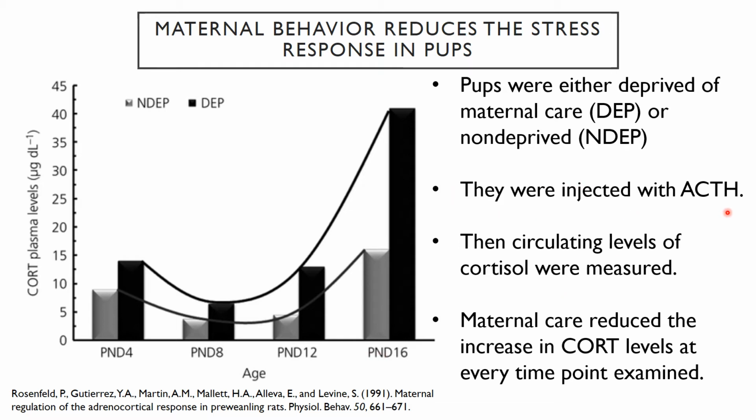We're looking to see what is the cortisol response. So if you inject all the pups with the same amount of ACTH, then you can look to see how much cortisol they release. How primed is their stress response? And you can see for every single age, those pups that are deprived have a much greater release of cortisol than those pups that are getting maternal care. So this is an indication that maternal care reduces the stress response in pups.